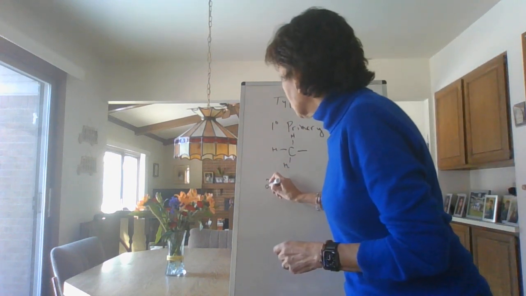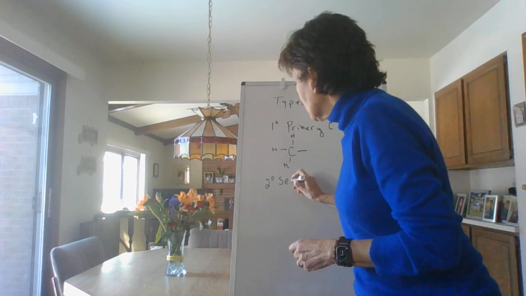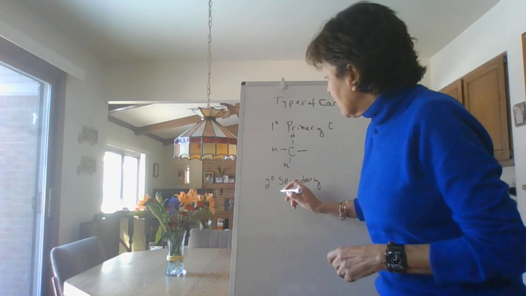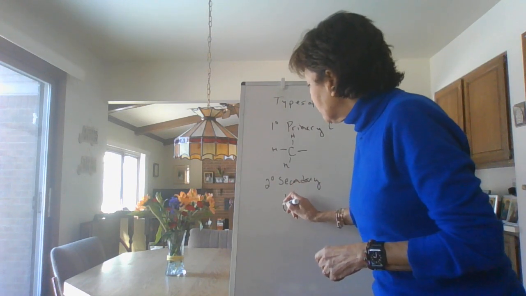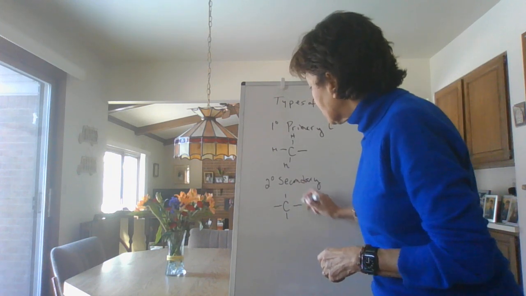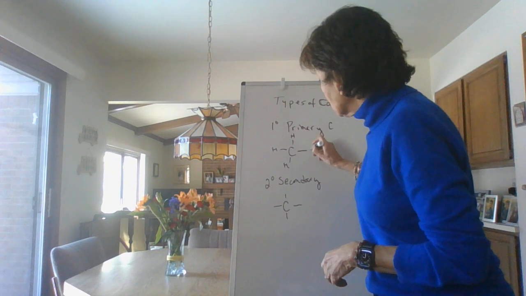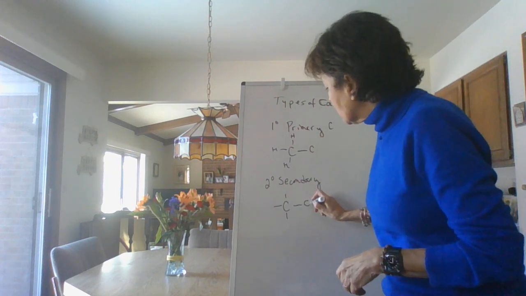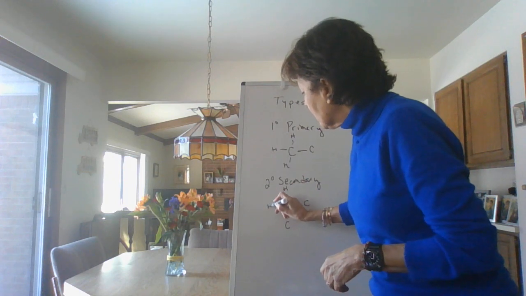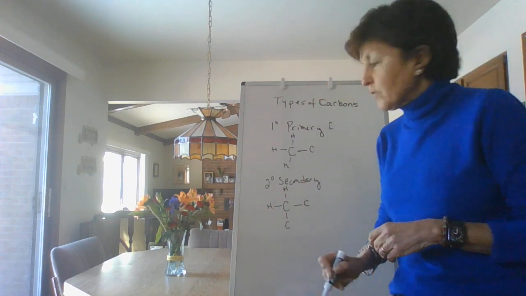A secondary carbon, that has, out of the four bonds, two of them are connected to carbons. So this is one that's connected to carbon. Two of them are connected to carbons, and then the other two have hydrogens, okay?